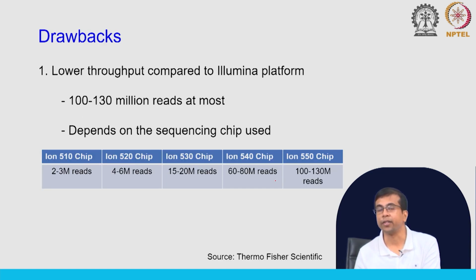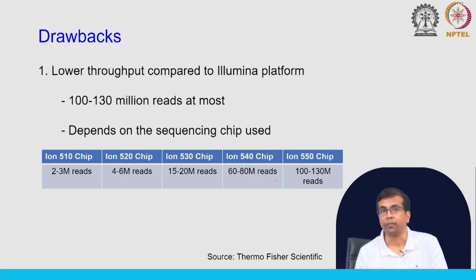So, one of the first drawbacks is that you have lower throughput compared to the Illumina platform. One of the things you will notice is that the maximum we can get is 100 to 130 million reads, okay, and this is much less compared to the Illumina data that we have seen, right. We have seen some statistics for Illumina where you can get billions of reads, and here it is only about 100 to 130 million at most.